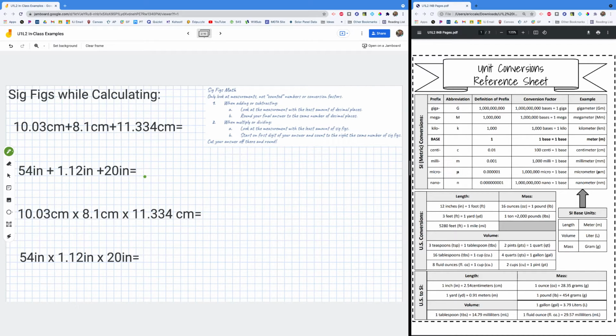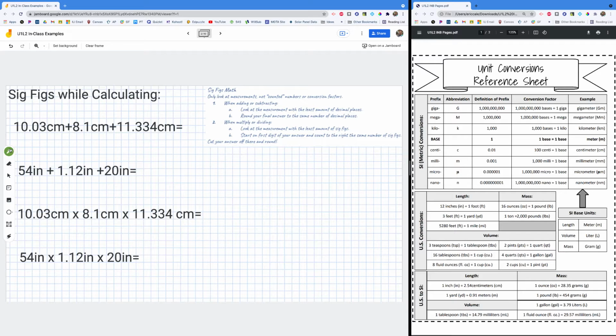Now, when we calculate, if we have to do any math, adding measurements together or multiplying measurements, especially when we do unit conversions, it's not fair to us to report our final answer to a level of less uncertainty than what any of our least uncertain measurement was. So if I had a not very precise measurement, it's not fair for me to report an answer that's more precise or less uncertain than that.